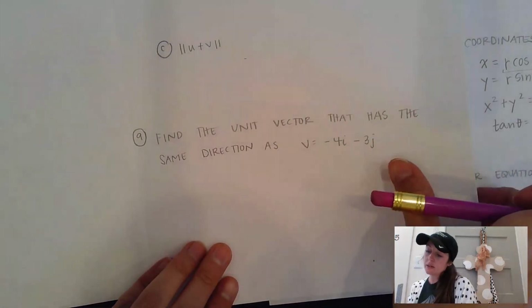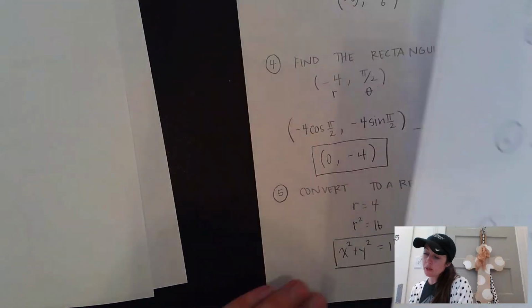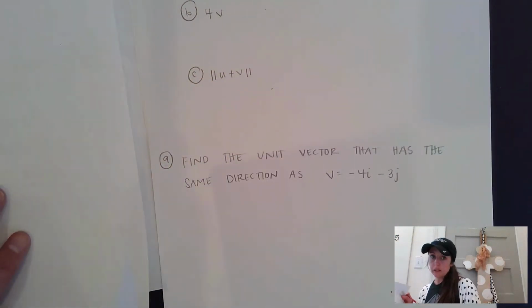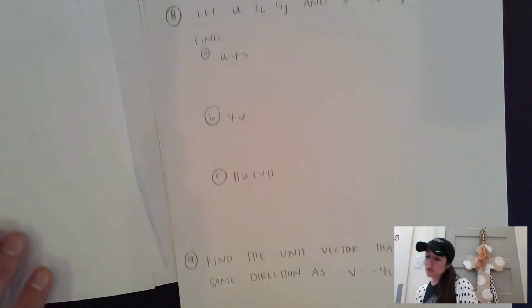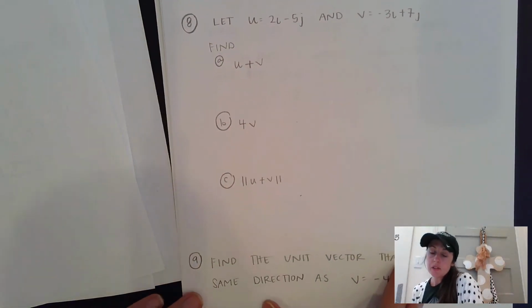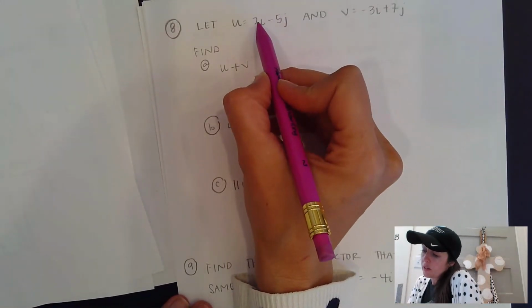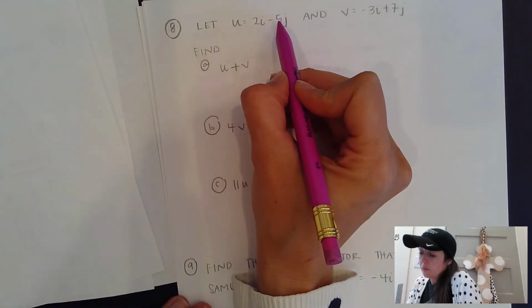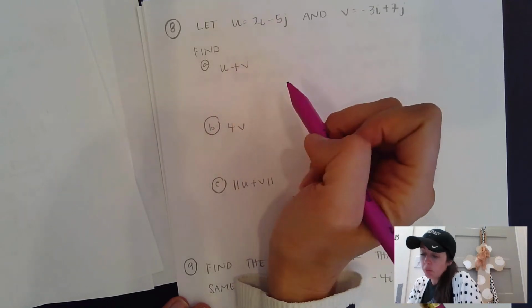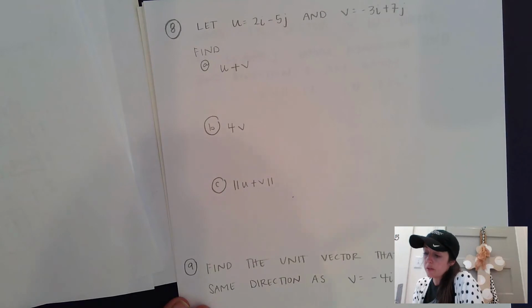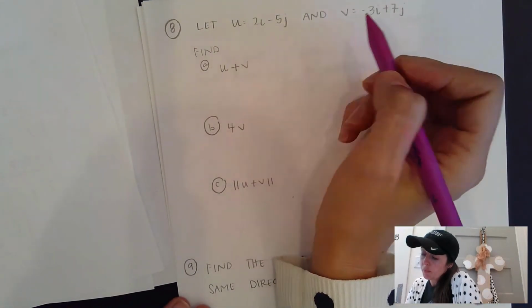All right. So the other thing that we talked about were vectors, and unit vectors, magnitude, finding the magnitude. So if I wanted to find the magnitude of just u right there, I would just say 2 squared plus a negative 5 squared and then take the square root of it. So remember, magnitude is just the distance, the hypotenuse, the distance from the origin.